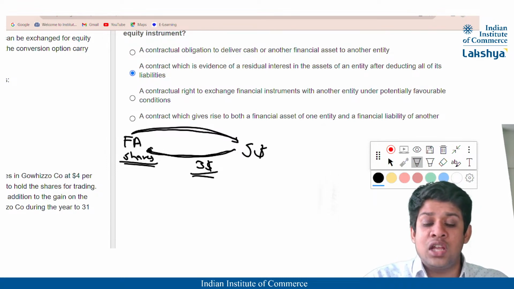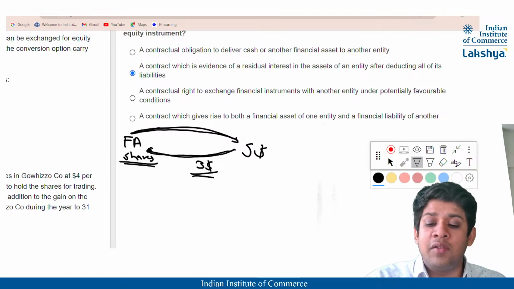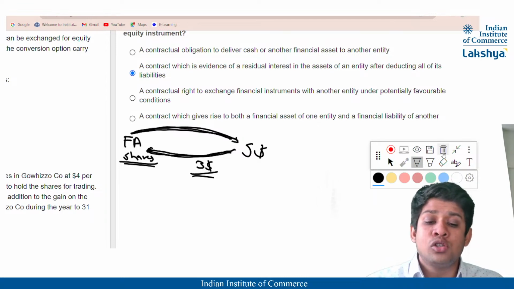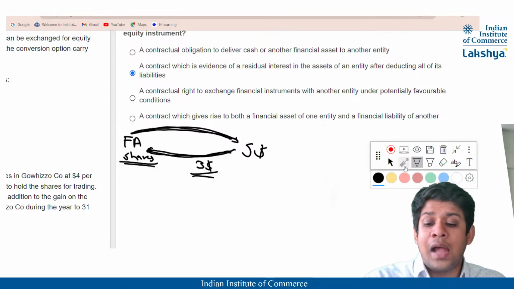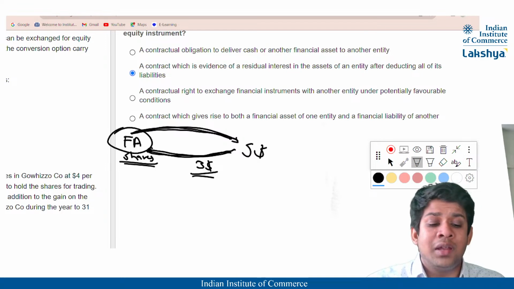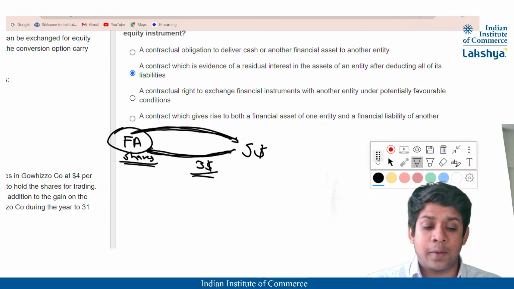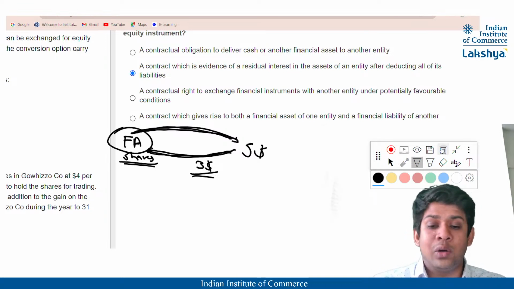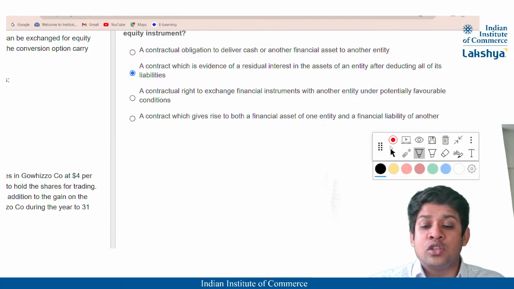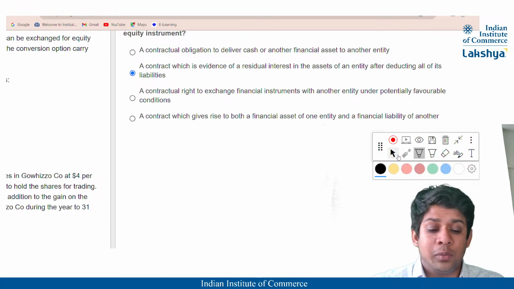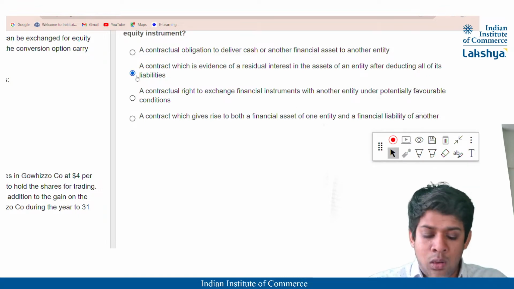So, this is an exchange of financial instruments. I'm giving up one financial asset and taking a financial asset in return, that is the shares of the other company. So these are exchanges of financial instruments under conditions which are potentially favorable, and thus this option today will be known as a financial asset, right? Since it will be known as a financial asset, and they are asking us what is an equity instrument, option C is not going to be the right answer.